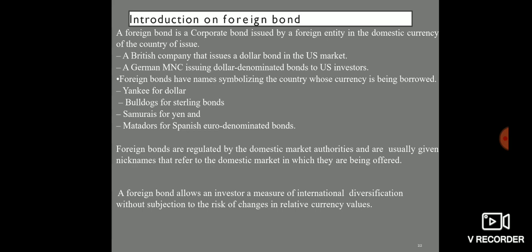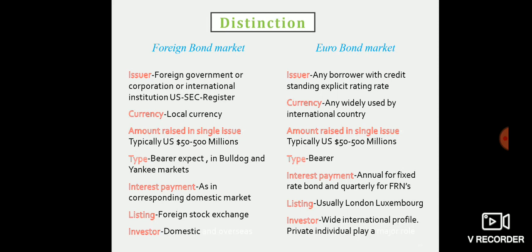A foreign bond allows an investor a measure of international diversification without being subject to the risk of changes in relative currency values. Since this type of bond is issued in the domestic currency but by foreign companies, there is no currency risk. That will be helpful for the investor: without the currency risk, he can diversify his funds. So here is the distinction between foreign bonds and Eurobonds.